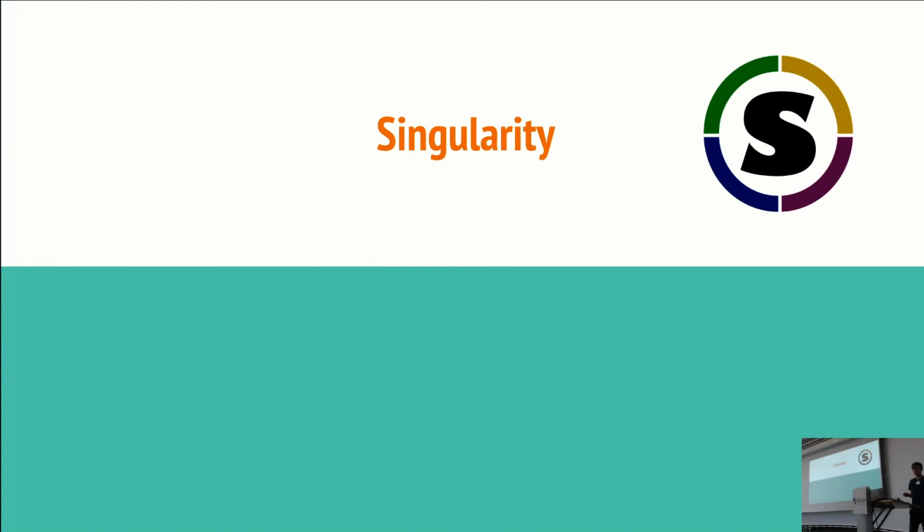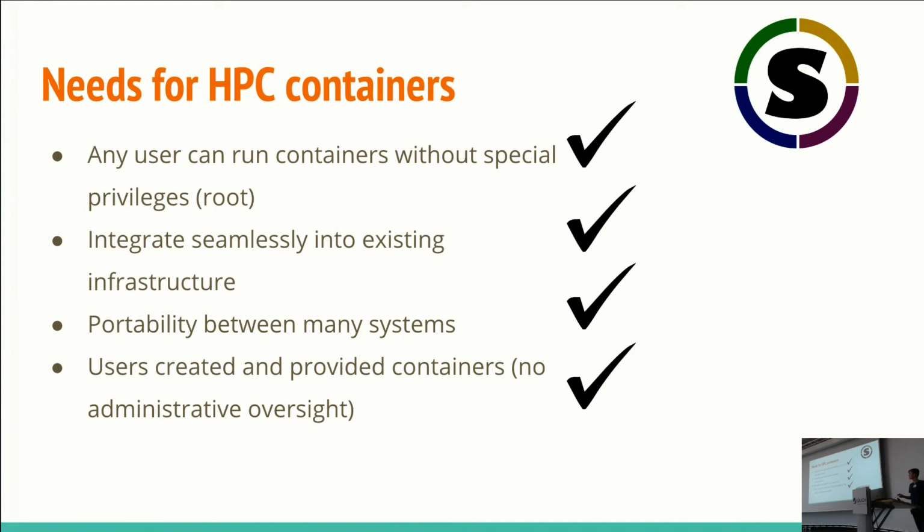So that brought us to find Singularity. We discovered Singularity in October, and Singularity is built for high-performance computing. It's container software just for HPC. So if you look back at our checklist, we can see Singularity is going to fill in all of the major boxes. Any user can run it without special privileges.